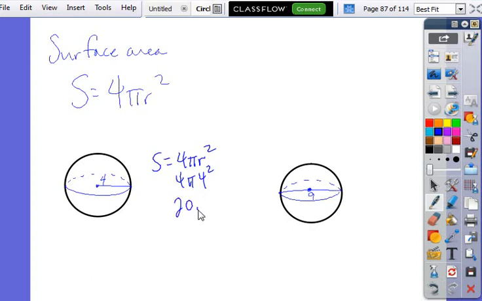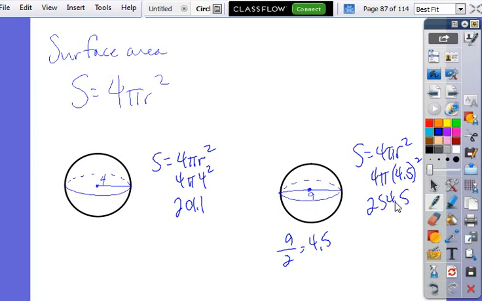Going to the next one, I'm going to do 4 pi r squared on that. Do I use the 9? No, because 9 is the diameter, and this formula is calling for radius. So I'll do 9 divided by 2 and get 4.5. Plug that in. That's 254.5.